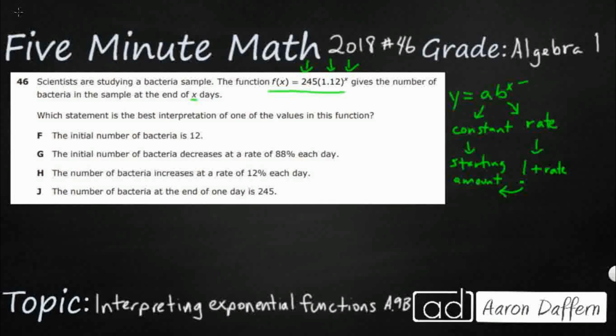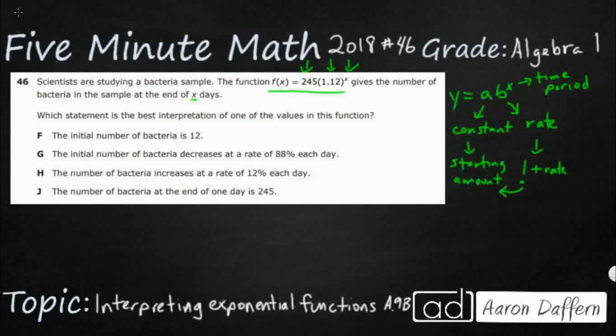And then the x is typically a time period: days, weeks, months, and so on. In population growth, we are going to say it doubles every 3 days, or it grows by 15% every 2 years, or something like that. So let's take a look at what we have here. We've got 245 times 1.12 to the x power.